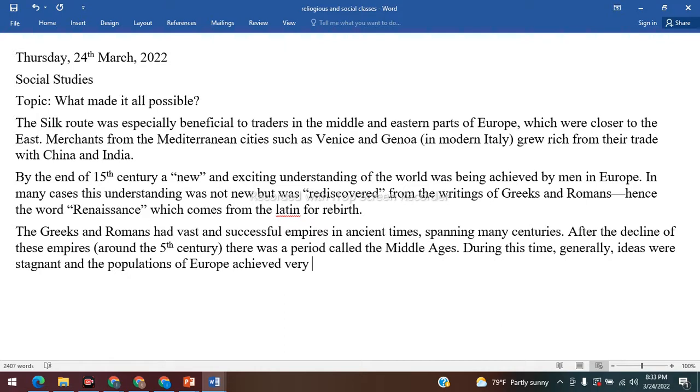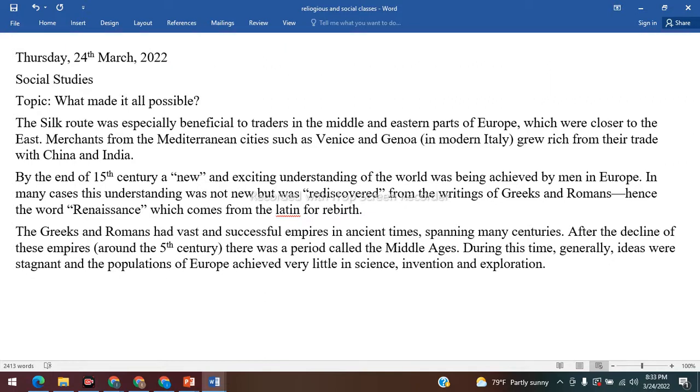And the populations of Europe achieved very little. Not much was happening in science and technology during the Dark Ages, or in invention and exploration. This was the time when the Catholic Church had huge sway, and not much was happening really.